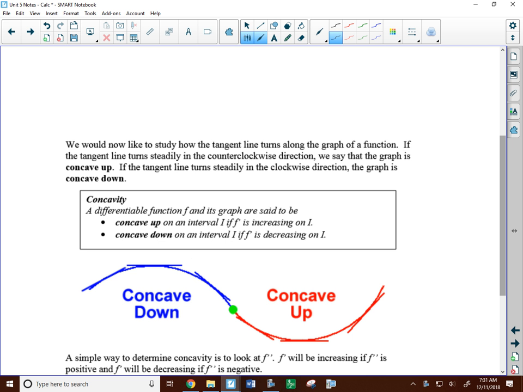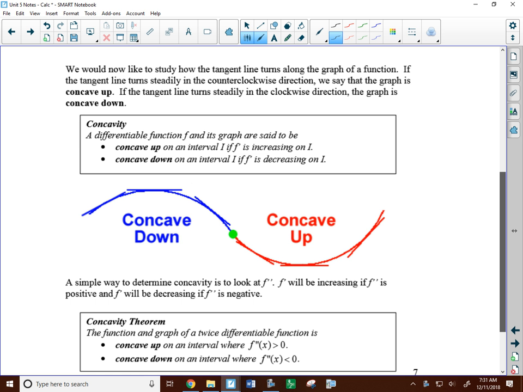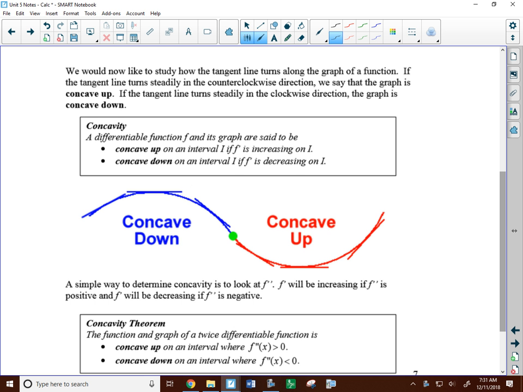I think there was a first derivative test yesterday. There'll be a second derivative test today. So what we're going to look at now is how the tangent line changes. Before, it was how the function changed. Now it's how the cumulative tangent lines change. If the tangent line turns steadily in the counterclockwise direction, we say the graph is concave up.